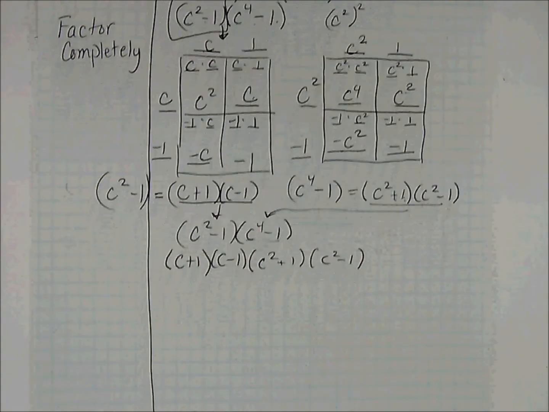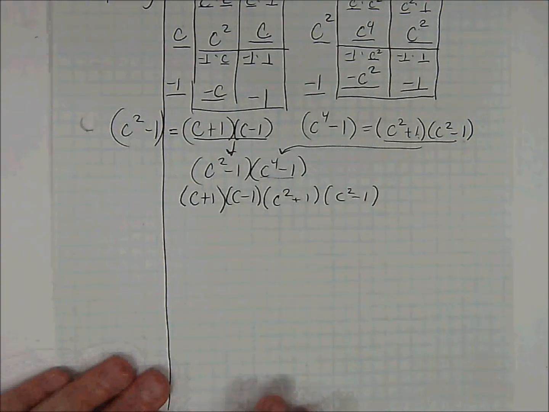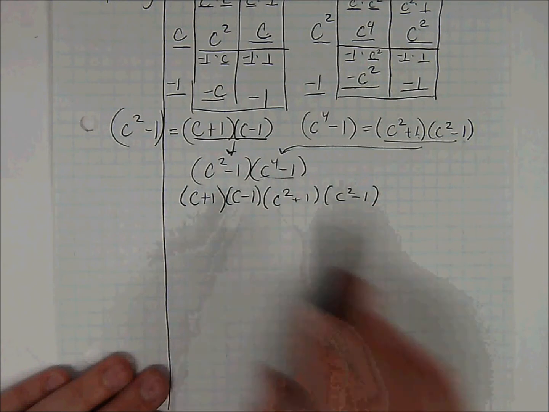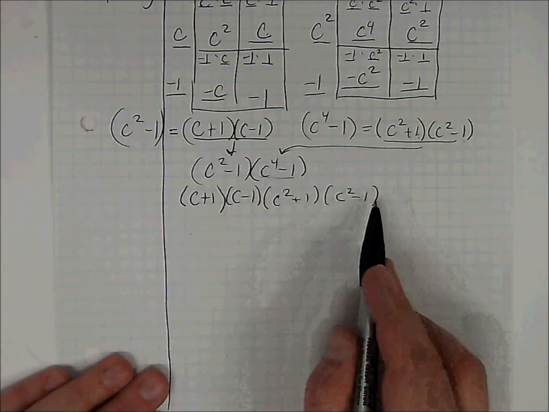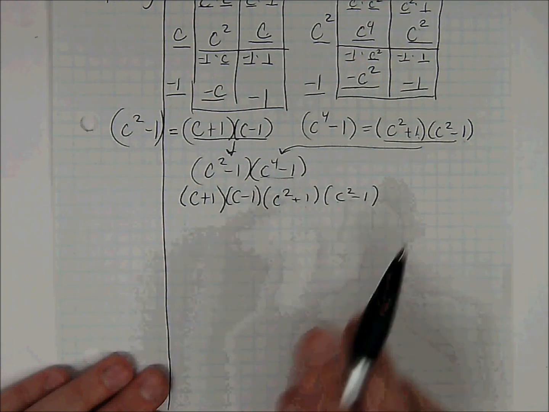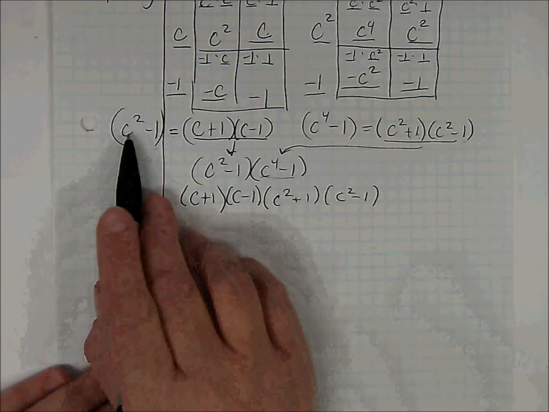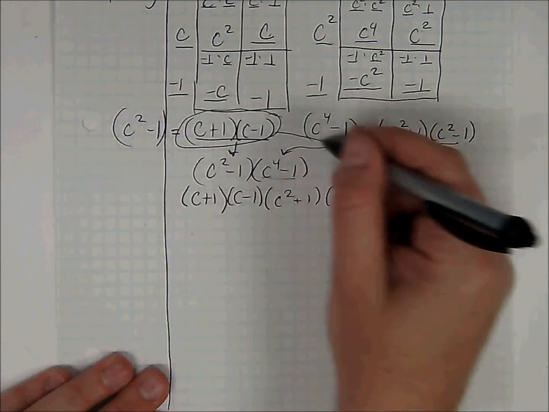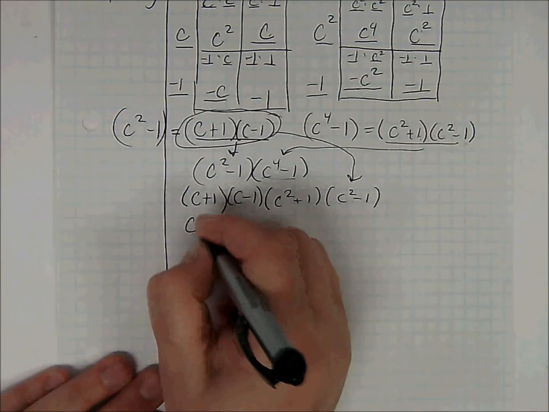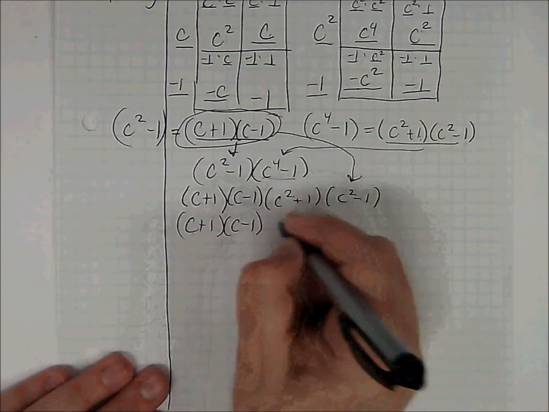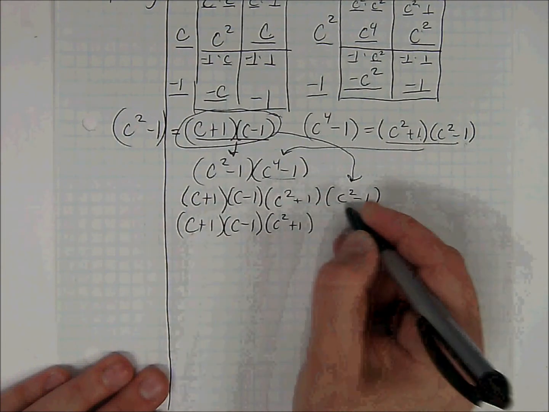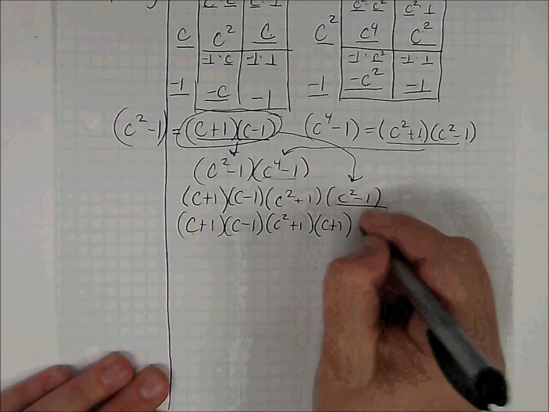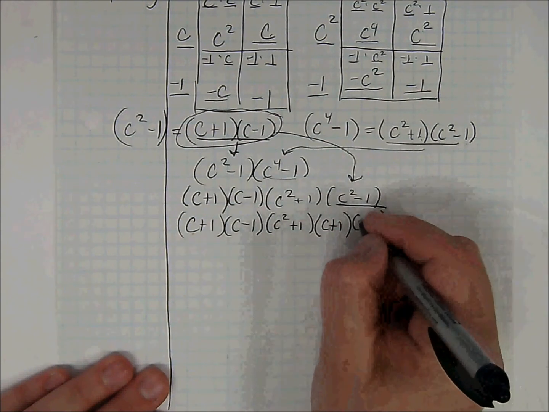We're checking to see if we can factor completely. And as we're factoring completely, we realize this is not a difference, so it's fine. These are not squares, so we're good. Oh, there's a square, and it's a difference. But we already know the answer. Look here, c squared minus 1 is this. So we're going to take this, just like substitution, and plug it in. So c plus 1, c minus 1. C squared plus 1, and now for this we're just going to plug in c plus 1, c minus 1.